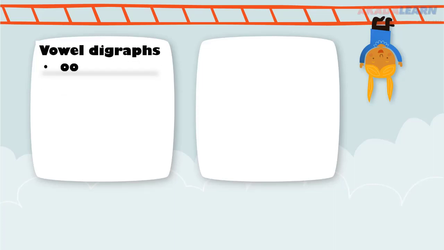This is the digraph O-O. It usually makes an OO sound. For example, B-O-O, boo, T-O-O-L, tool, B-O-O-K, book, R-O-O-T, root. Okay, so it usually makes an OO sound when you see O and O together.